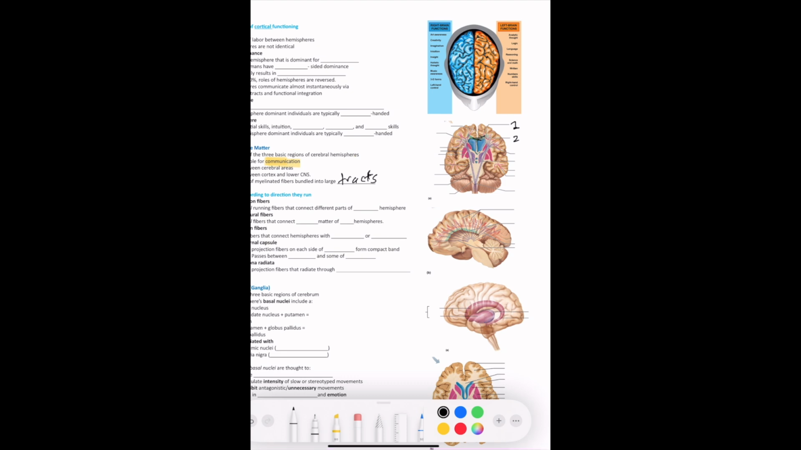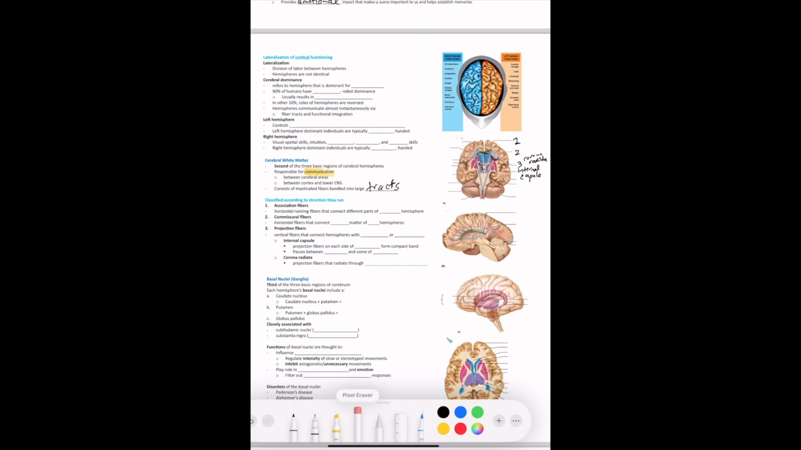The last one to discuss is what's known as the projection fibers. That's number 3. And we have these particular regions. This part that's in purple, right here, is the thalamus. What's right next to the thalamus is the internal capsule. The internal capsule is part of these projection fibers. We can also see this structure right here. This is the corona radiata.